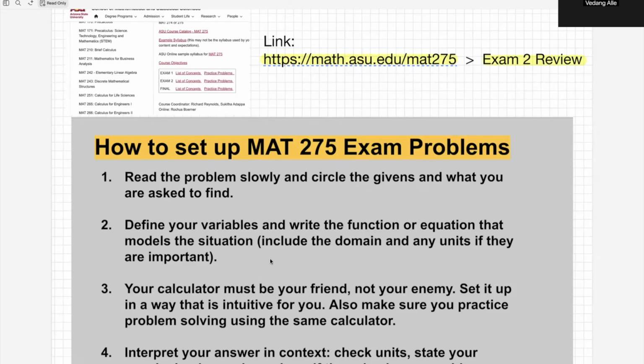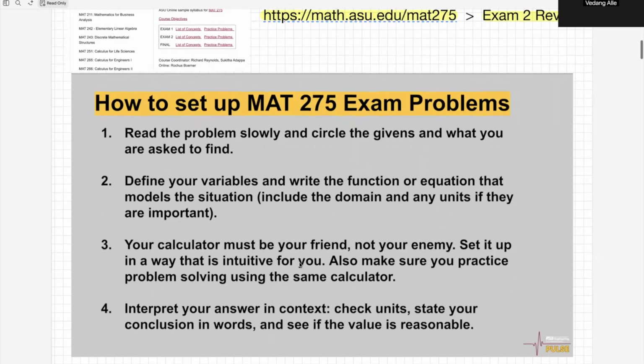I keep telling everyone this: every time you're practicing, every time you're doing a practice exam, or even when you're solving practice problems on Edfinity or whatever it may be, please use the same calculator, because students tend to set up their calculators in an intuitive way, which will help them during the exam. You don't need to figure out the new controls, the new keys, because you're already familiar with your original calculator. Once again, your calculator must be a friend and not your enemy.